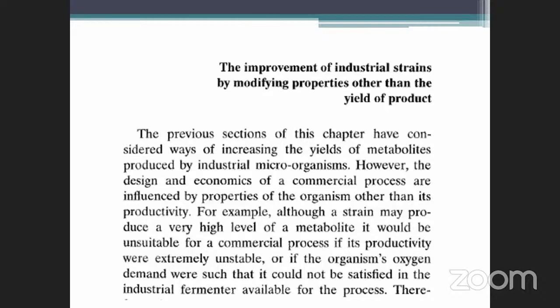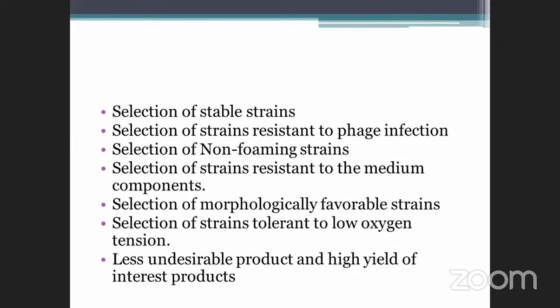This is improvement of industrial strain by modifying properties other than the yield of product. You are not concentrating only on yield of product, but on some other parameters of the strain. For example, selection of a genetically stable strain resistant to phage infection, so it will not lyse. Selection of a non-foaming strain, because foaming is a very crucial problem at the industrial level. Selection of strains resistant to medium components, morphologically favorable strains, and strains tolerant to low oxygen tension, with less undesirable product and high yield of interest.